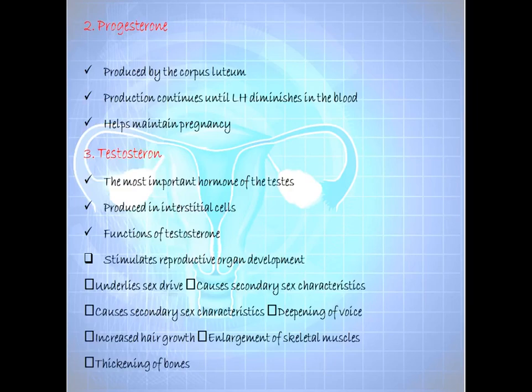Next one is progesterone. It is produced by the corpus luteum. Production continues until the luteinizing hormone diminishes in the blood, and it helps to maintain the pregnancy.